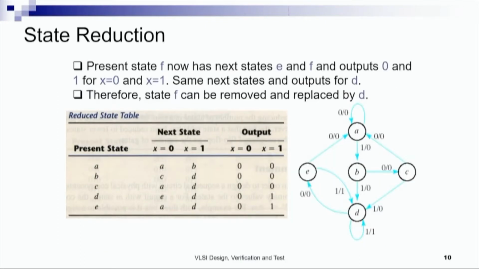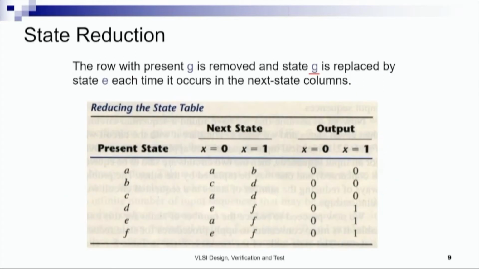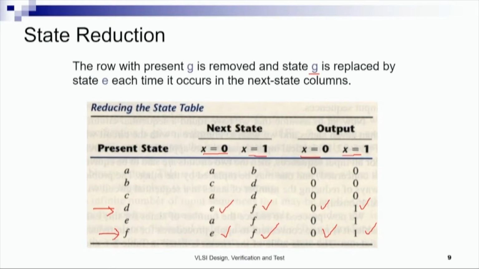After G is removed and G has been replaced by E in the next state columns, we see that the present state F now has next states E and F and output 0 and 1 for x equals 0 and x equals 1. Same next states and outputs for D as well. So what we are trying to point out is that D and F are equivalent. Hence, we can remove one of them. Here we have decided to remove F.